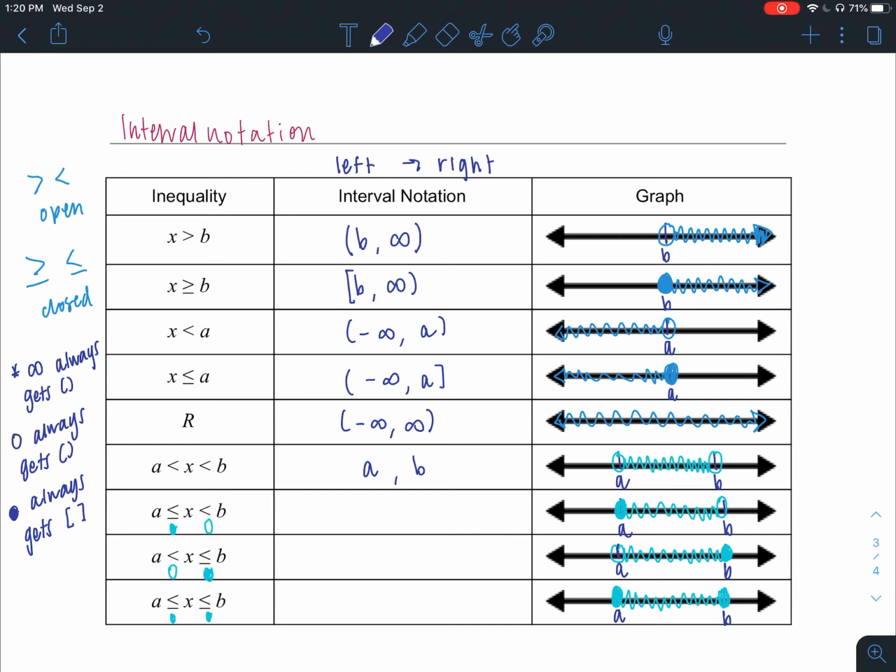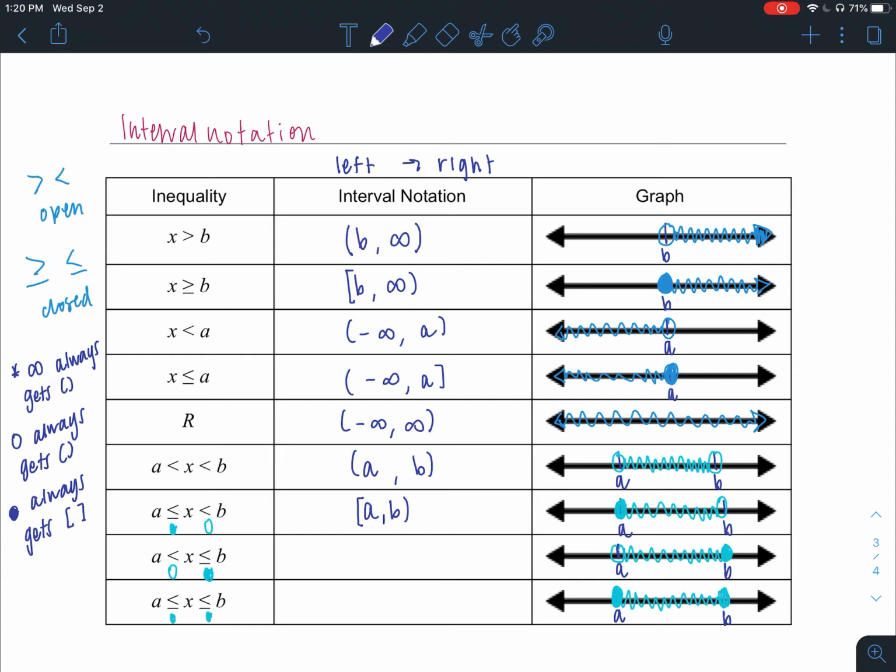All right, so A is going to be an open circle, and B is also an open circle. So we have the parentheses. We have A and B for this one as well. For this one, we have a closed circle and an open circle.